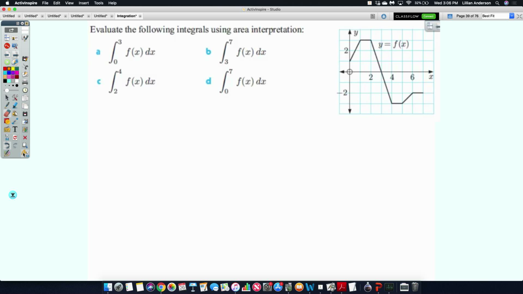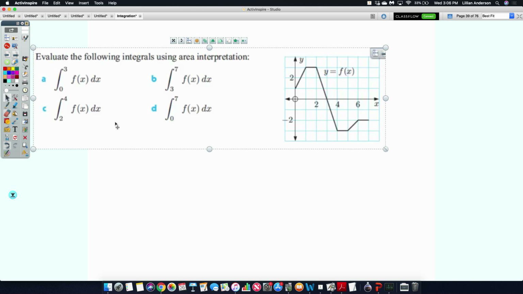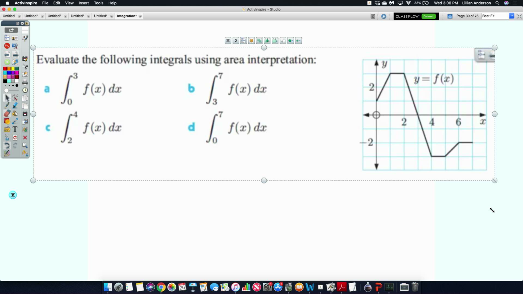Actually, let's divide this up a different way. Let's do 3s, up and down. I'm going to try to make this a little bit bigger so that we can see it better. How can I divide this up? Vertically? Just one. There we go.